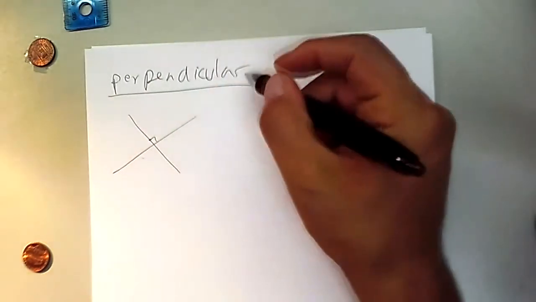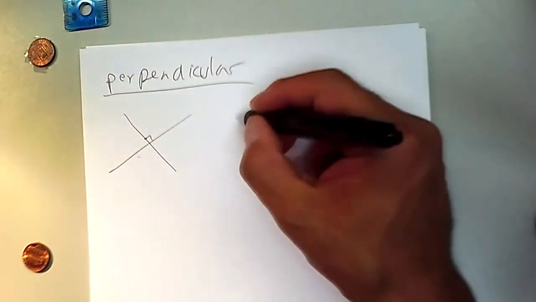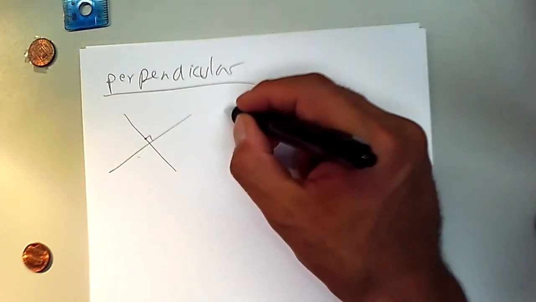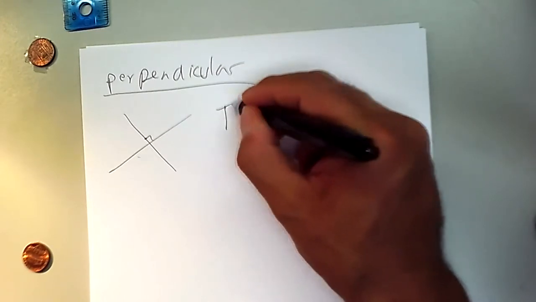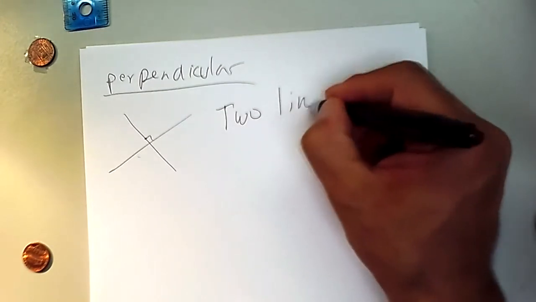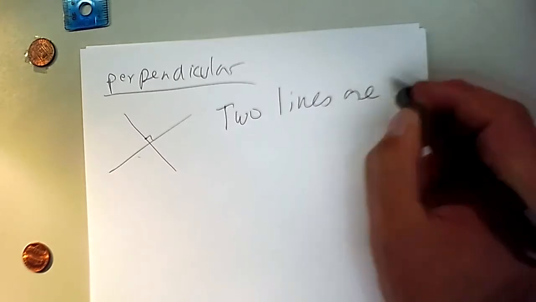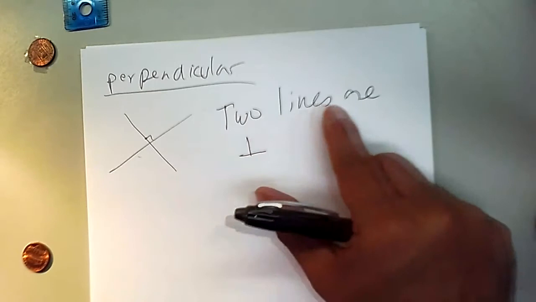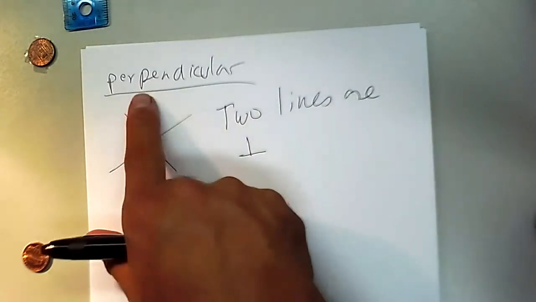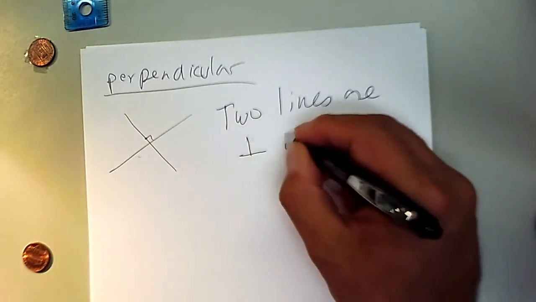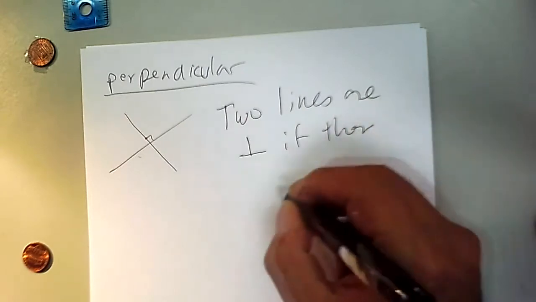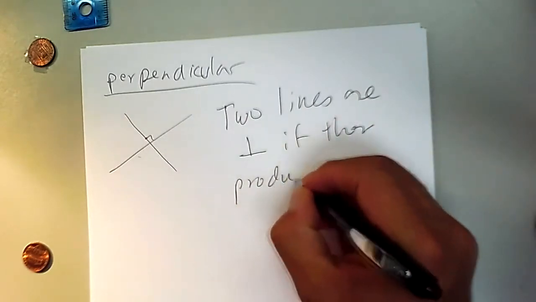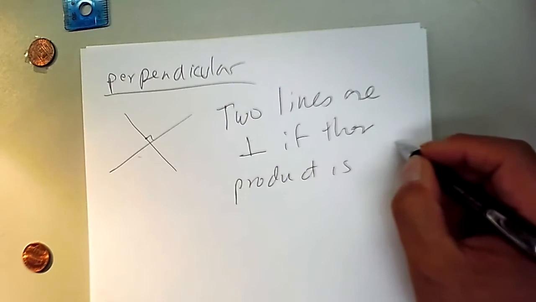Now, a rule which is true is that two lines are perpendicular, and the symbol for perpendicular is a T upside down. So two lines are perpendicular if their product is, no.